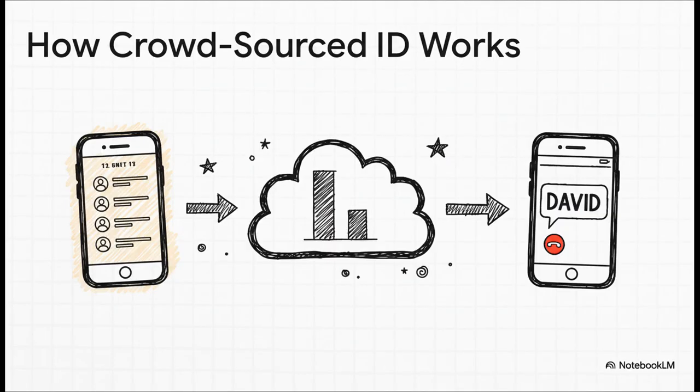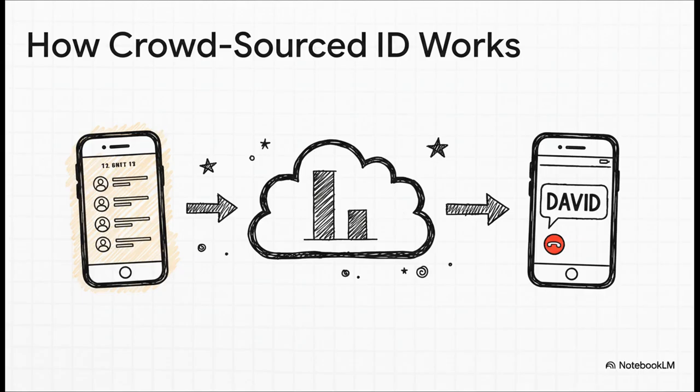So how does this actually work? It's pretty clever. When you install an app like Viber or Truecaller, you're usually asked to grant it access to your contacts, and that's the secret sauce. The app then pools all this data anonymously. It looks at a phone number and sees what the most common saved name is across millions of people.